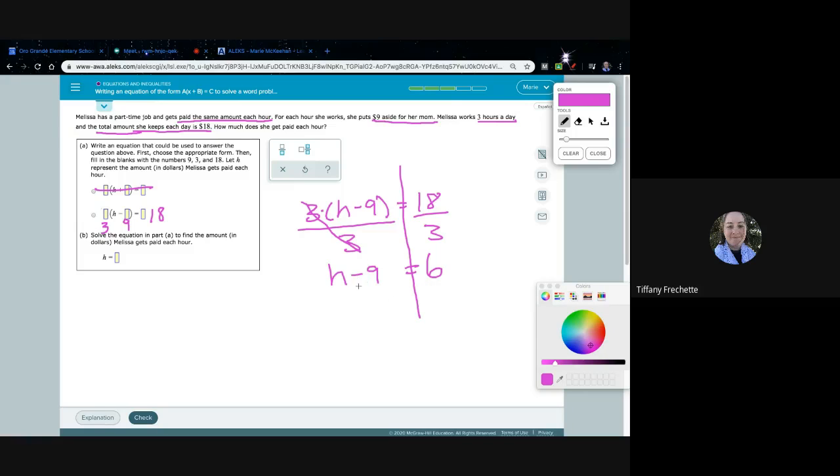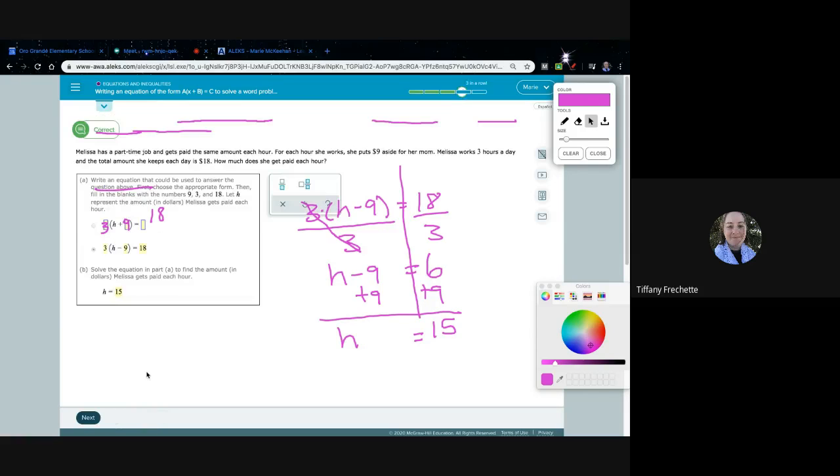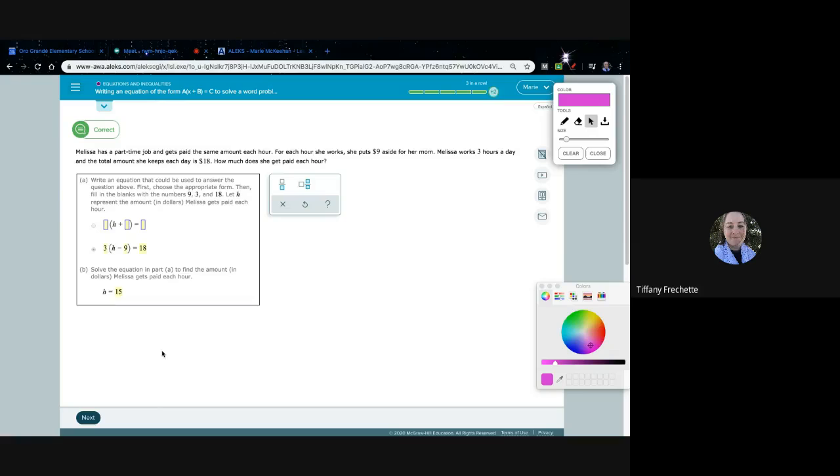And then all we have to do to get h by itself now is add 9 to both sides because I want to undo that subtraction. So I have h equals 6 plus 9 is 15. So she makes $15 every hour. So I just need to fill in my boxes here. And she makes $15. And she puts 9 aside for her mom. What a nice girl. Another pretty good deal. I'd take that as a mom, although that seems like a lot, but hey, very nice girl here. All right, we finished another one.